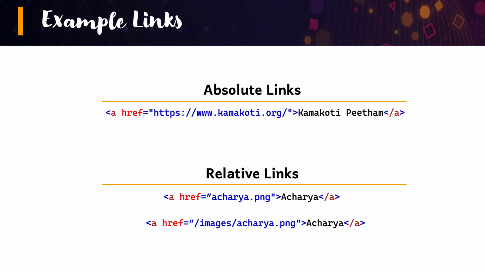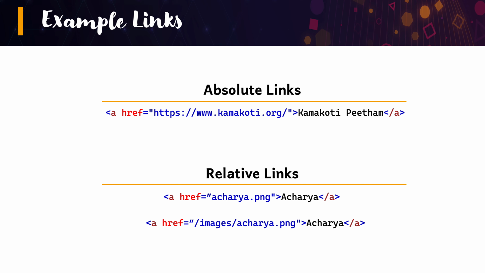In the first example, we have a complete URL, https://www.kamakoti.org. This is a complete reference to a website, and the value that is between the beginning and ending A tags is the text that is displayed on the screen. So this is the summary that we saw in the India Today website. So the summary shows up as Kamakoti Peetham, and the web page where it leads to is the address that is given as the value for the href attribute.